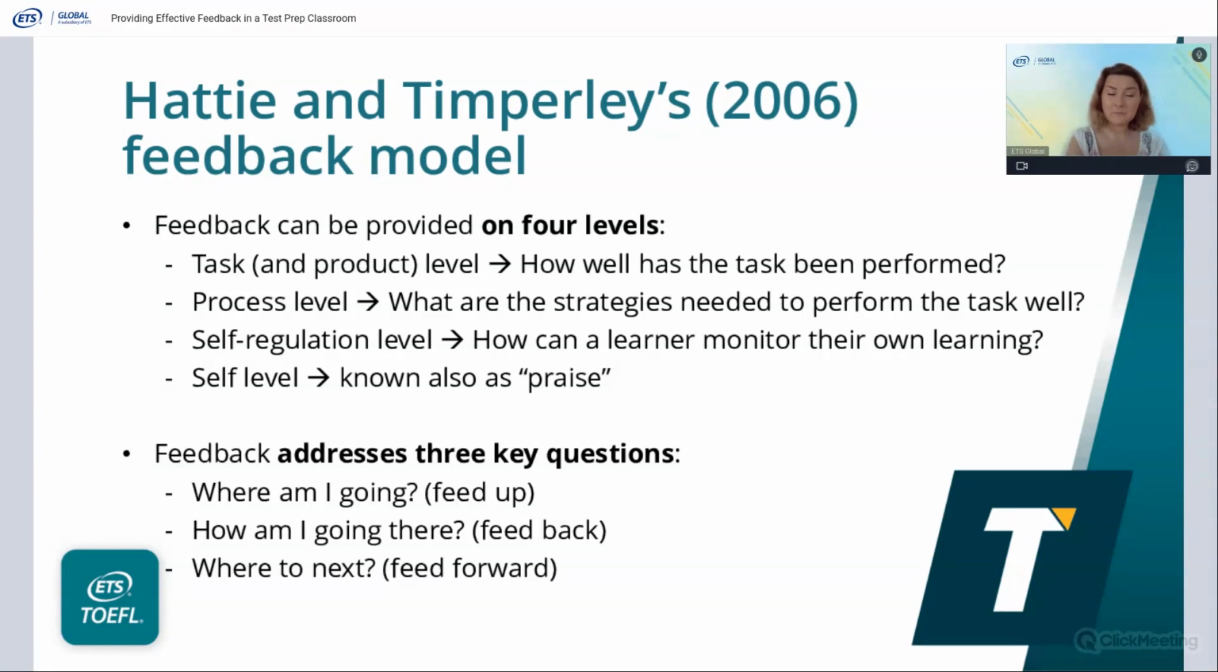So feedback should address 3 key questions. Where am I going? So what is the aim? What is the goal? It should feed up.